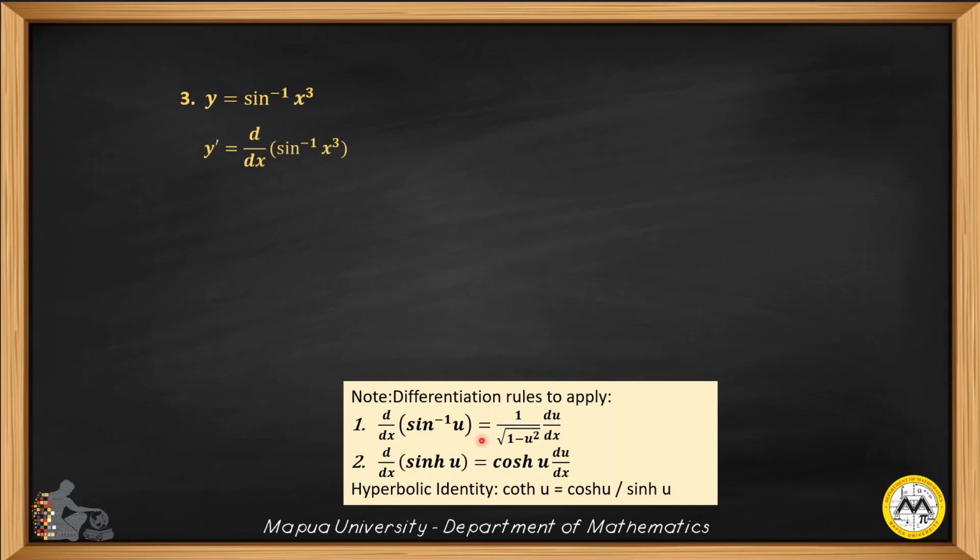And as such, y prime will just be the derivative of inverse sine of x cubed, or that would be given by 1 divided by the square root of 1 minus the square of x cubed, times the derivative of x cubed. Or we have 1 divided by the square root of 1 minus the square of x cubed, times 3x squared, or y prime is equal to 3x squared divided by the square root of 1 minus x to the 6.